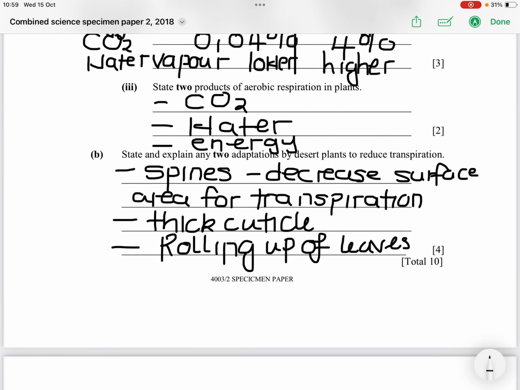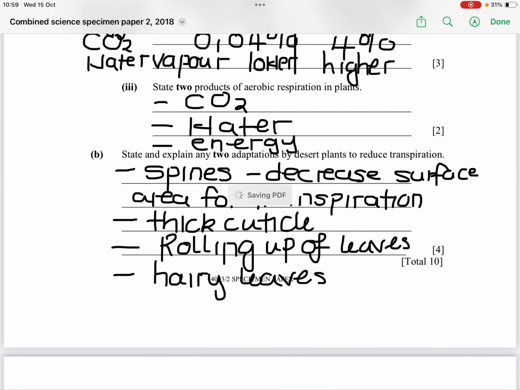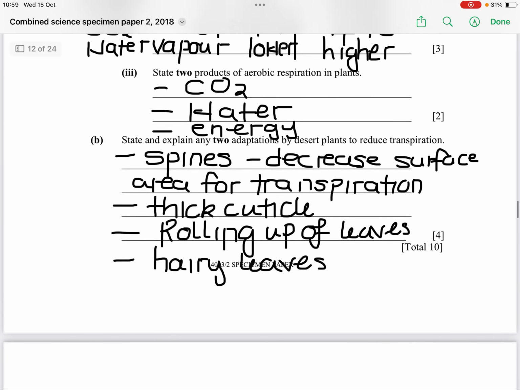Leaves roll up on a bright sunny day in order to hide the stomata inside, blocking the direct contact of the stomata with the light, reducing transpiration. You also talk about the hairy leaves. It is one of the adaptations of the leaves in order to reduce the transpiration.